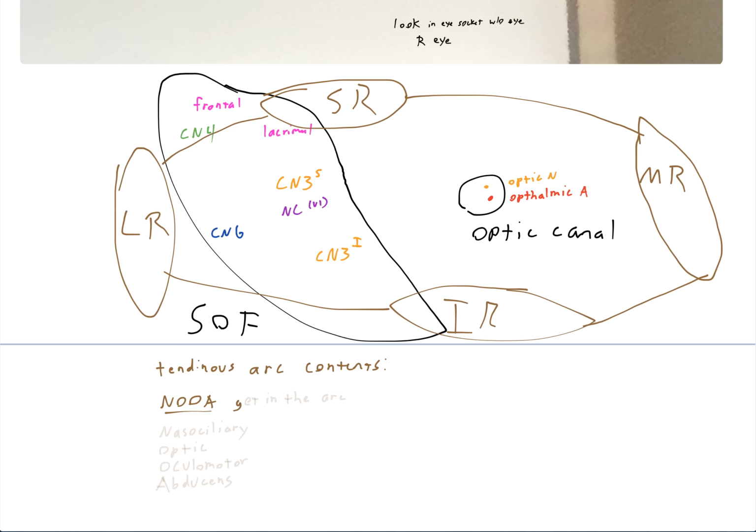So we have a big question bank. We pull from hundreds of questions, but there are certain ones that usually end up on there. This is one of them. Nasociliary, optic, oculomotor, and abducens go through the common tendinous ring.